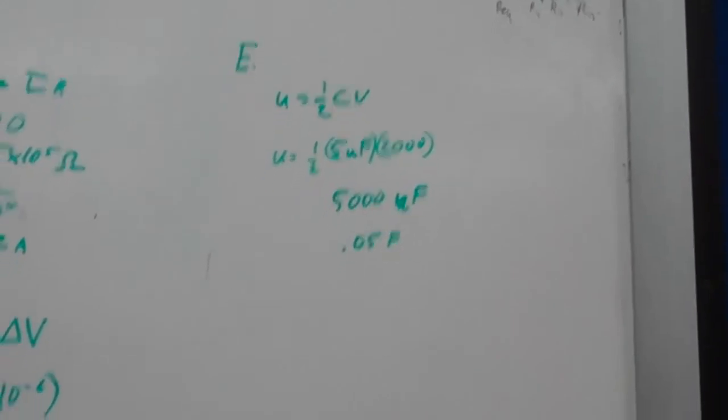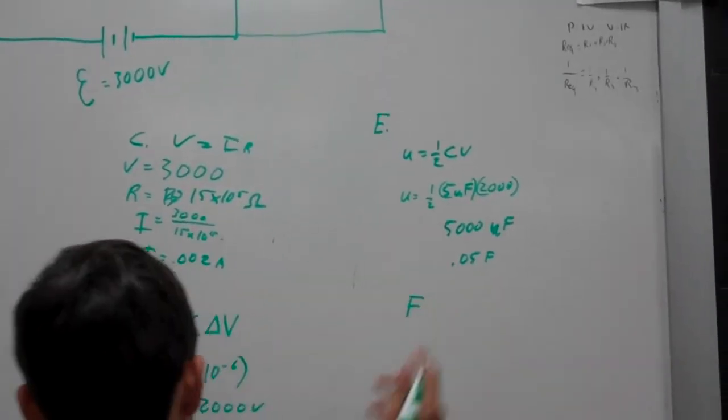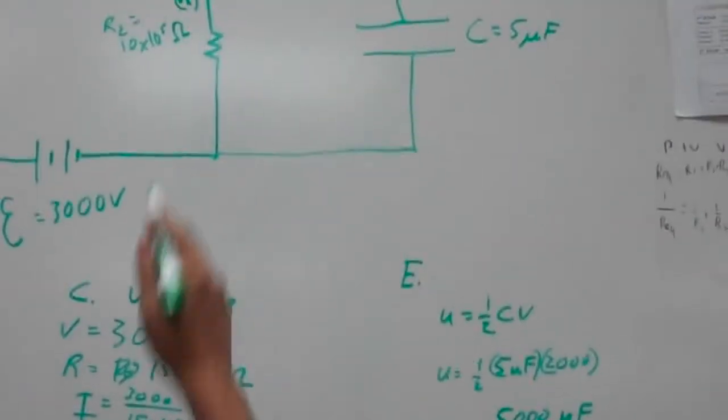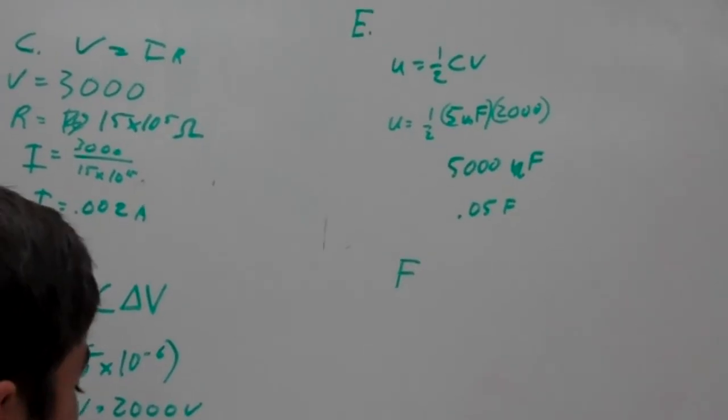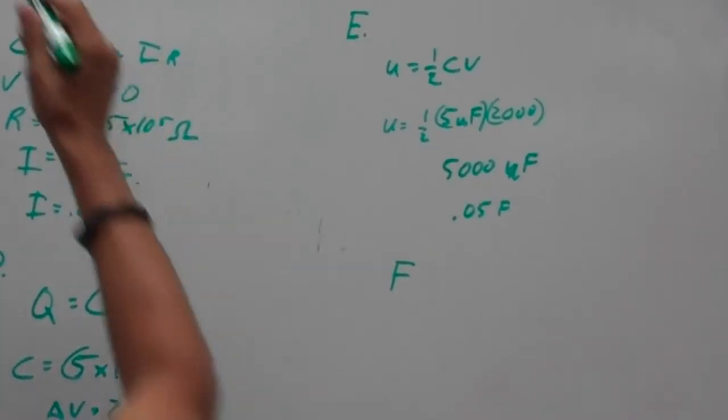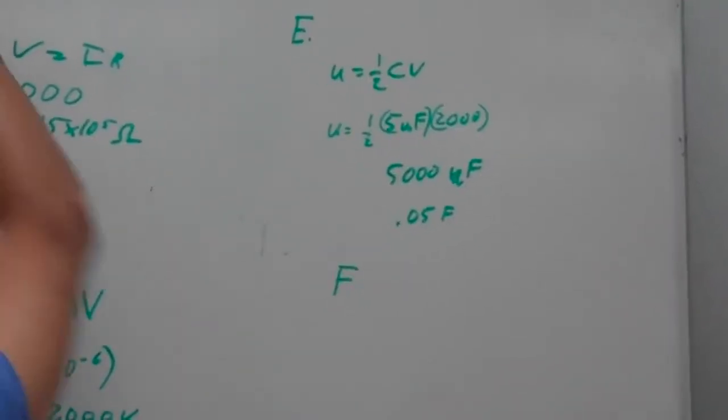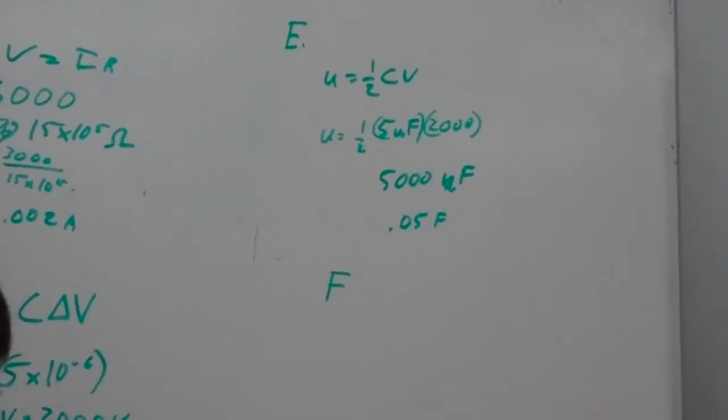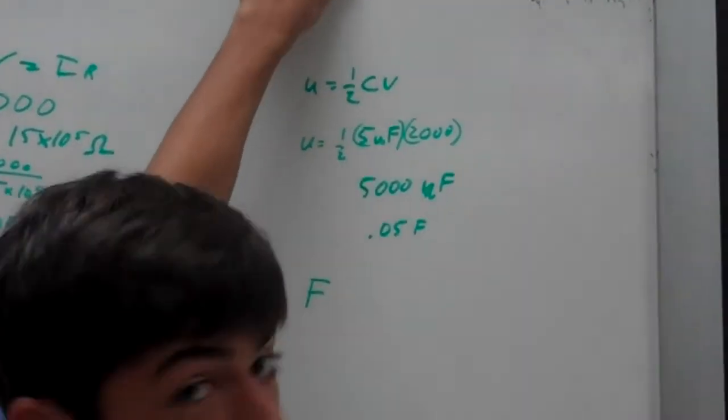Now, switch S is opened. Part F. On the axis below, sketch the current I2 as a function of time and clearly indicate the initial and final values. Because the switch S is opened, it's no longer receiving energy from the battery, but it's going to have to get all its energy from the capacitor.